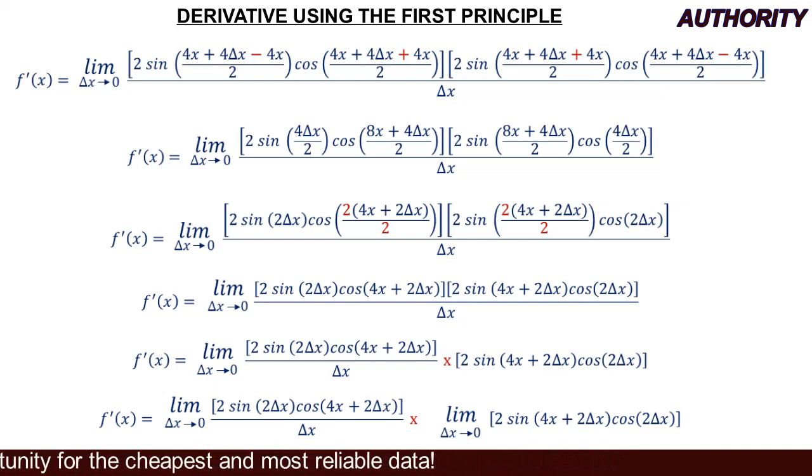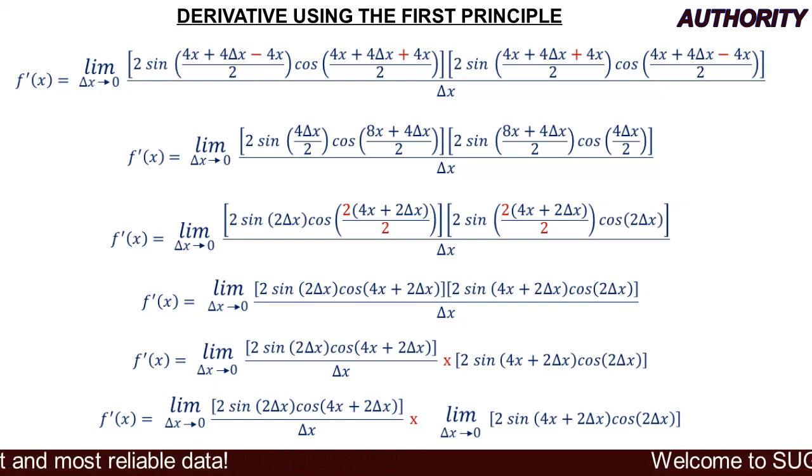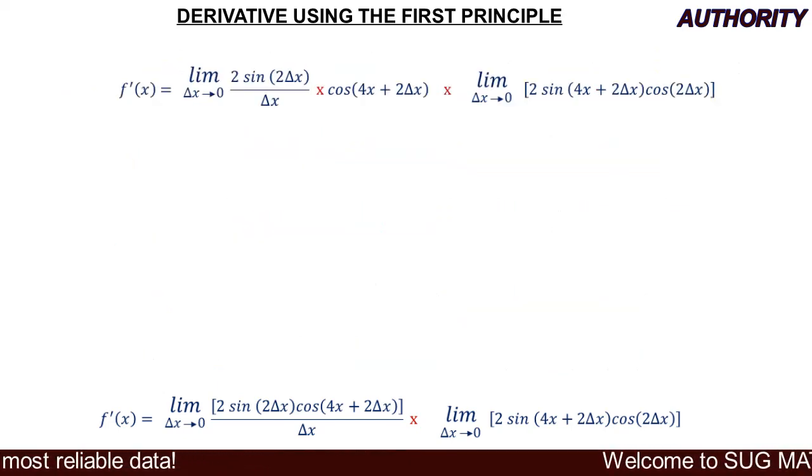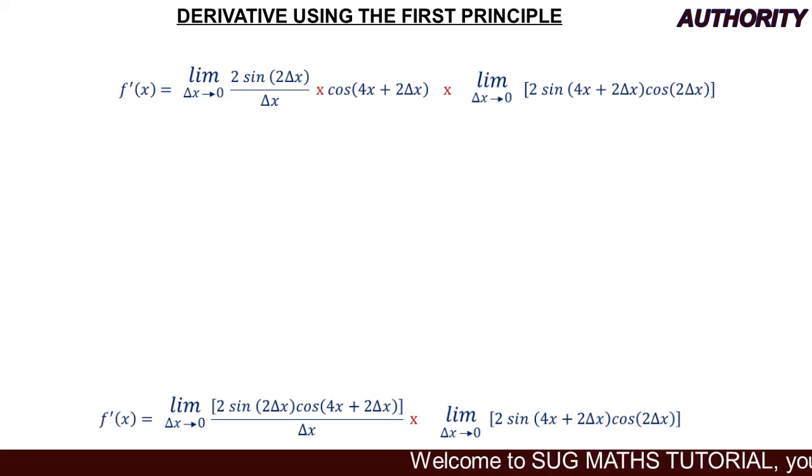What do we do again? We're also going to split this first limit into 2 again. We're going to split it into 2. So look at how it's going to look like. We're going to have f prime of x is equal to limit as changing x approaches 0. We want to split it into 2.